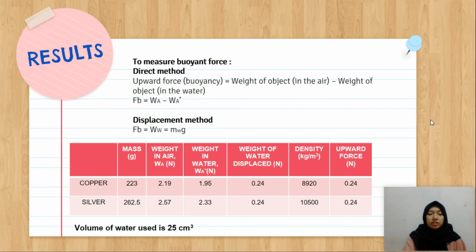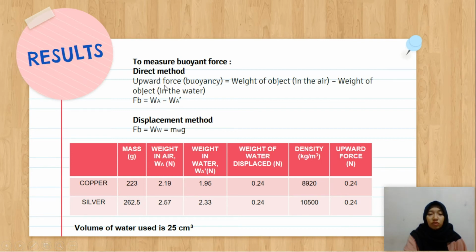So here is the result. Here I compute two types of metal, which are copper and also silver. For the data tabulation, I include mass, weight in air, weight in water, weight of the water displaced, density, and also the upward force.